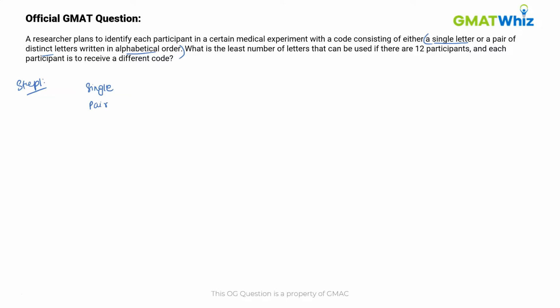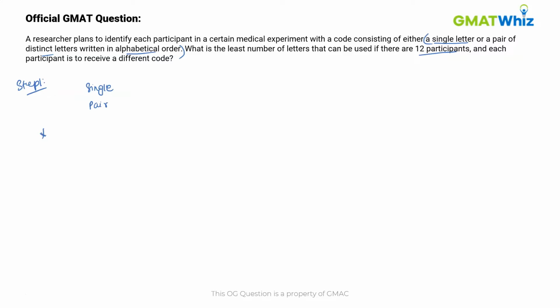We have to find what is the least number of letters that can be used if there are 12 participants and each participant is to receive a different code. So at the minimum, the number of possible code combinations should be greater than 12. Now before directly understanding this question, let's take two letters and understand what the question is actually trying to ask.